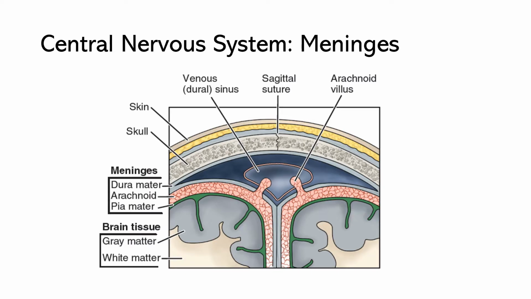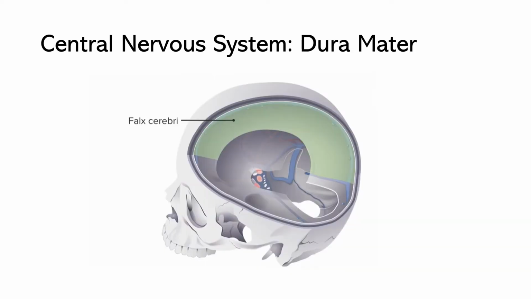The space between the dura mater and the arachnoid mater is known as the subdural space, and in this space we have interstitial fluid. Another structure that's important and a part of the cranial meninges is known as the arachnoid granulation villi. These structures are important for reabsorption of cerebrospinal fluid.